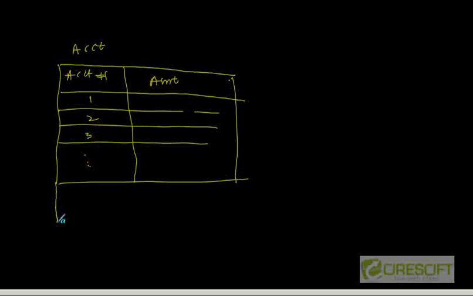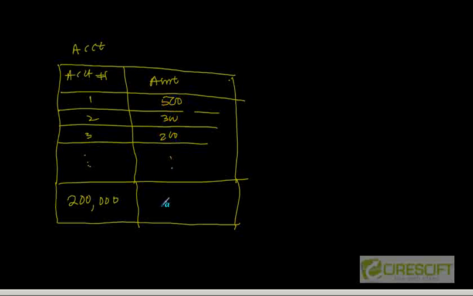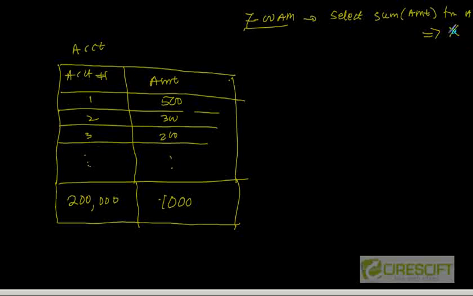Let's say I have up to 200,000 rows. So this is account number 200,000, and let's say the amounts are 500, 300, 200, and so on, and this last one is 1000. So what I'm going to do is, at 7 a.m. somebody runs a query: select sum of amount from account. Whenever you run this query at 7 a.m., the total of all these amounts will be, let's say, X.